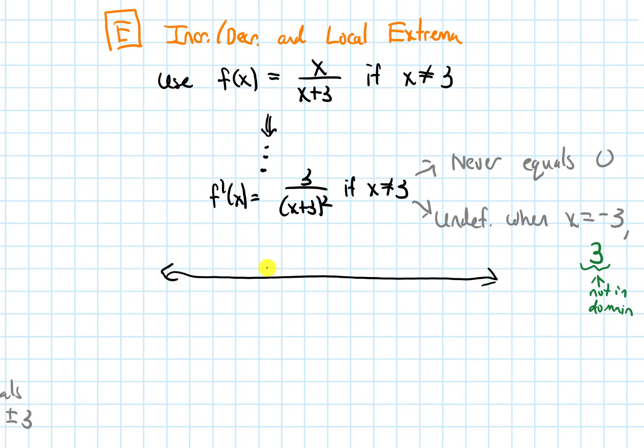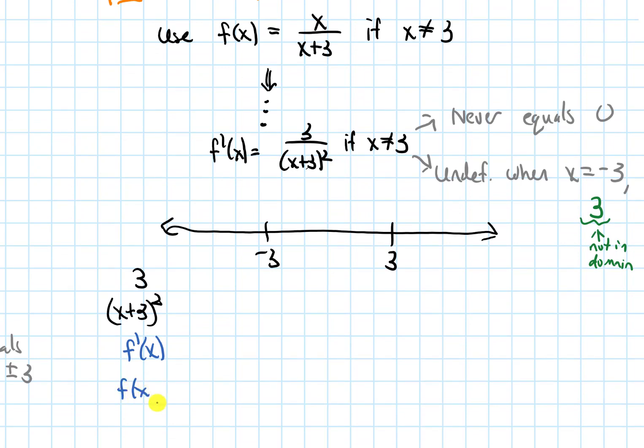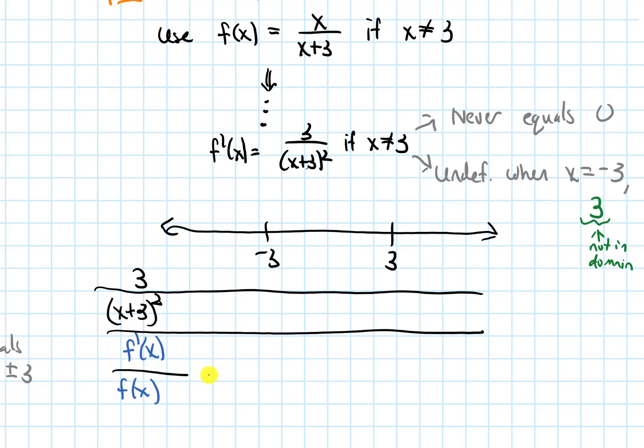And I have to put -3 on it as well as 3. All right, and I'm going to keep track of the factors of my derivative, so the 3 and the x plus 3 squared. And from there I can form my derivative and keep track of the original function. Okay, so I'll separate out rows, and I'll separate out columns.